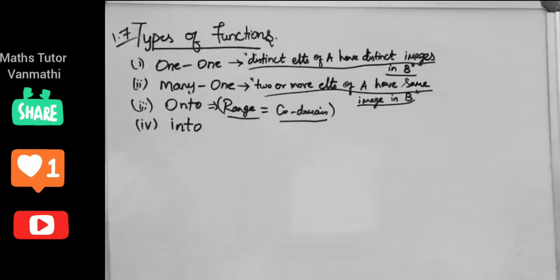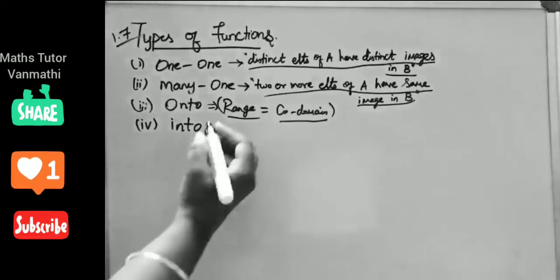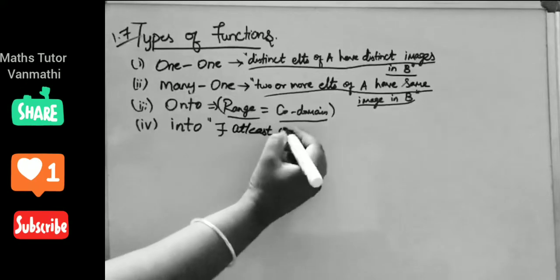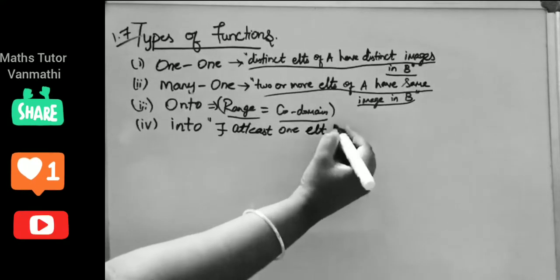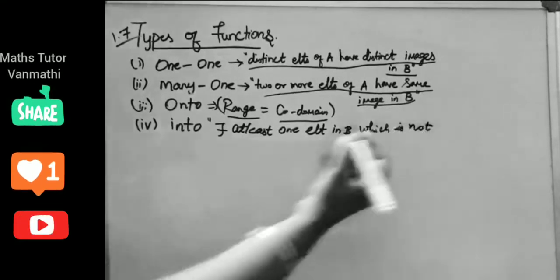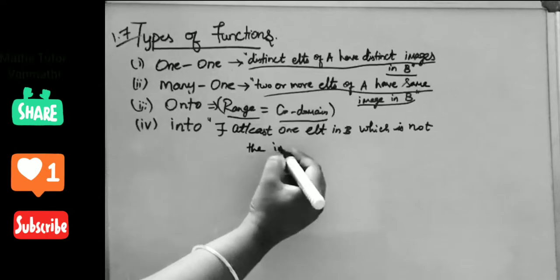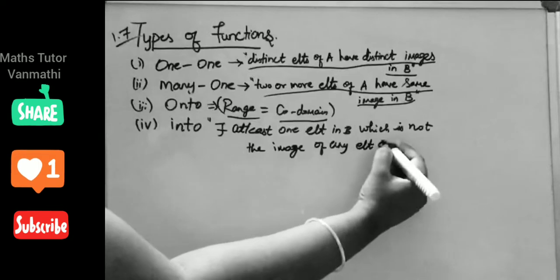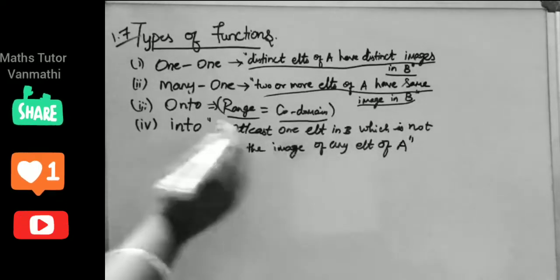Into function. A function f from A to B is called an into function if there exists at least one element in B which is not the image of any element of A. That is, there exists at least one element in B which is not the image of any element of A. This is your into function.